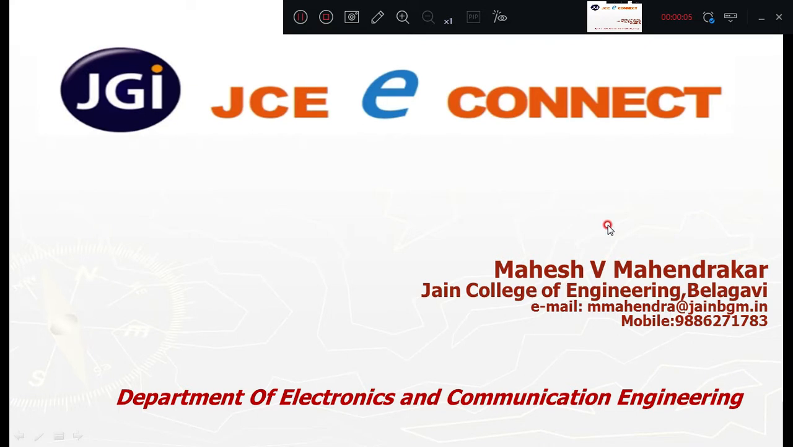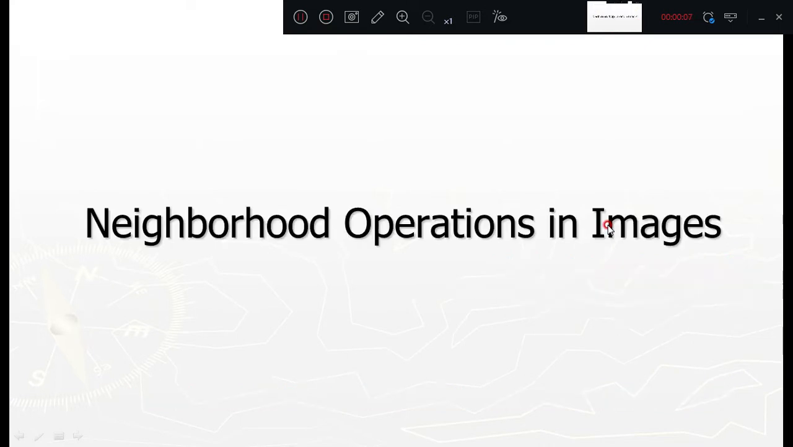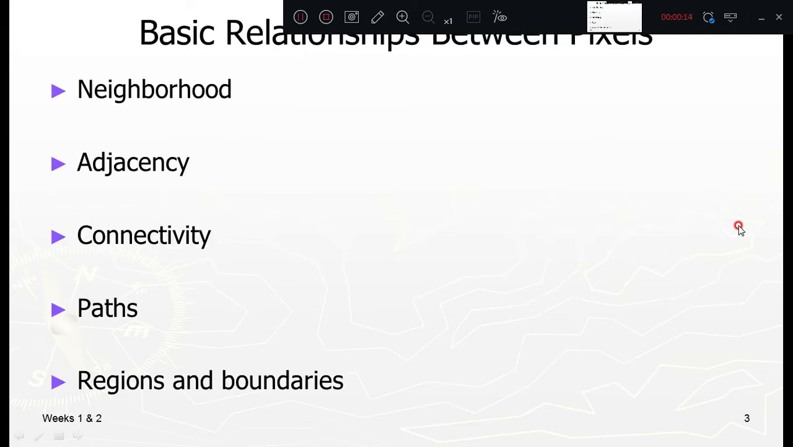Let us move on to today's topic on neighborhood operations related to images. These are the contents to be discussed: neighborhood, adjacency, connectivity, paths, regions and boundaries. Let us discuss neighborhood first, and we will solve problems related to adjacency, connectivity and paths.